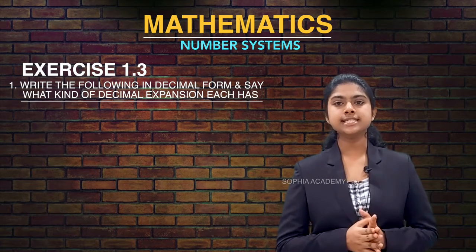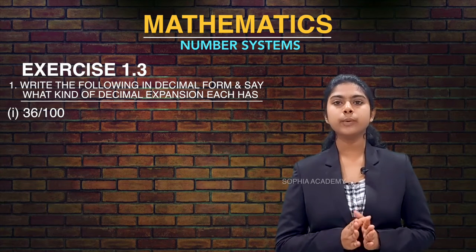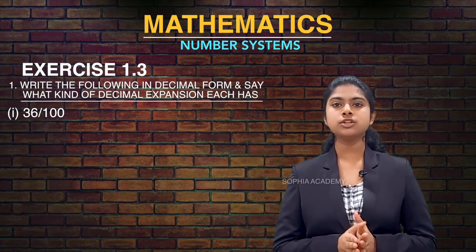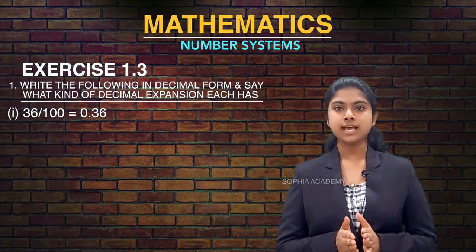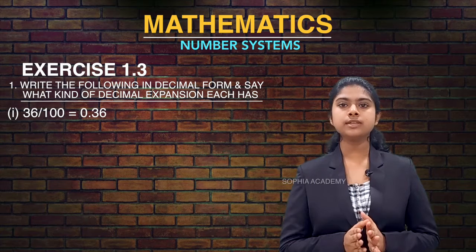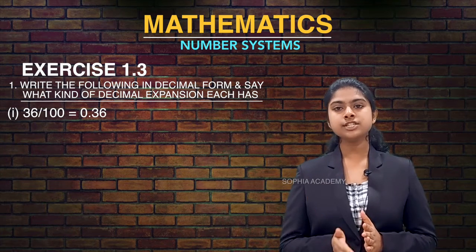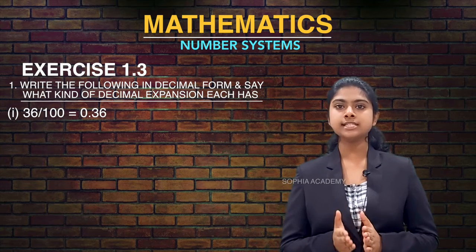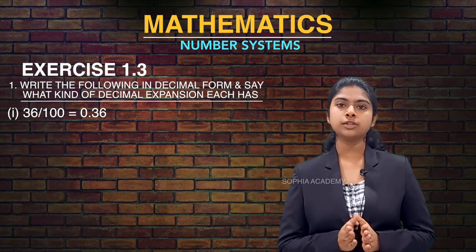The first question is 36 by 100. Doing the long division method, we find that the decimal expansion of 36 by 100 is 0.36. And when we get an answer of 0.36, the remainder comes to 0. That is, the division process ends there, and hence the decimal expansion of 36 by 100 is 0.36.